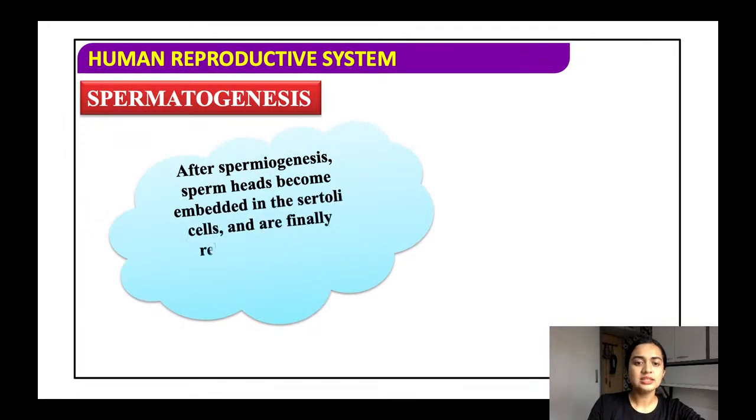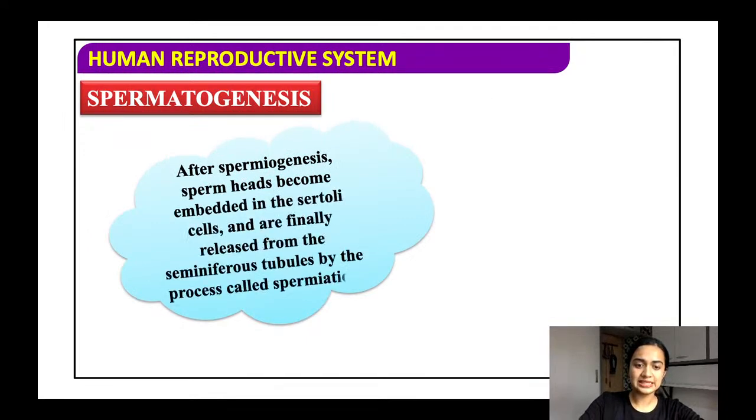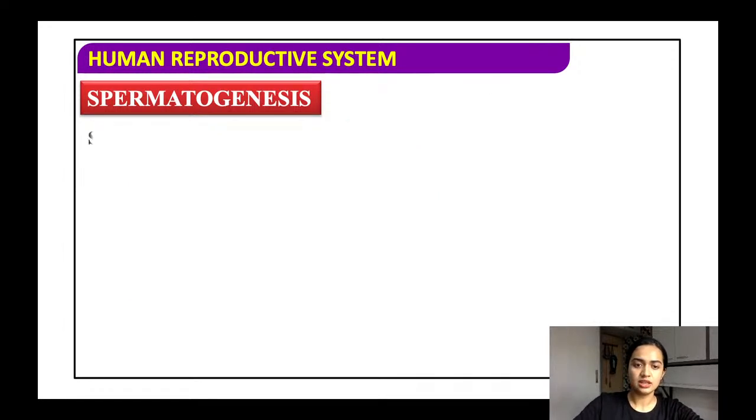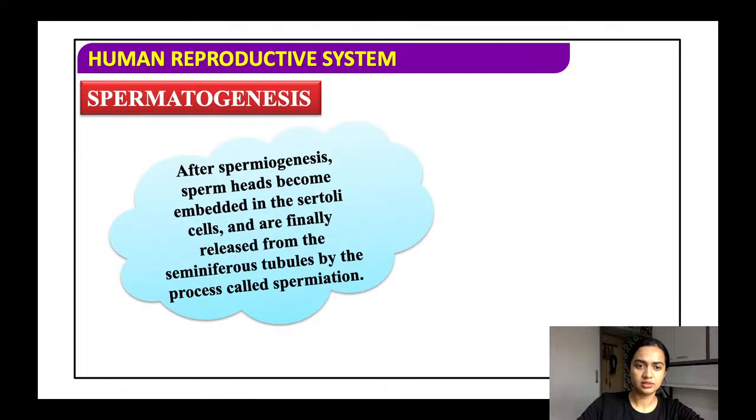After spermatogenesis, basically the sperm has four parts: head, neck, middle region and tail. So as soon as the spermiogenesis is completed, the sperm heads are embedded in the Sertoli cells. And finally, they are released from the seminiferous tubules. Now, these sperms need to get out of the testes and move towards the external genitalia, the urethra or the ejaculatory duct.